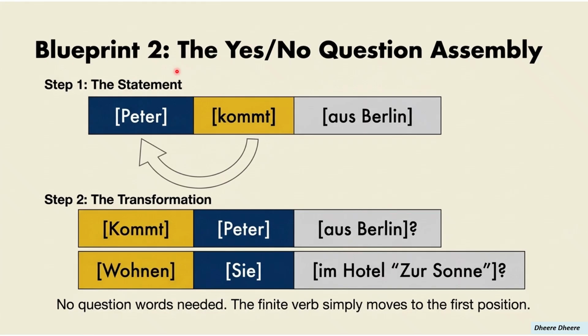The second type of question can be answered by a single yes or no. As you can see, it does not need a question word. Instead, the finite verb moves into the first position. So, in the simple statement, Peter kommt aus Berlin, the verb kommt simply moves to the first position. Kommt Peter aus Berlin? Does Peter come from Berlin? Similarly, the second sentence, Wohnen Sie im Hotel zur Sonne? Which means, do you live in Hotel zur Sonne?